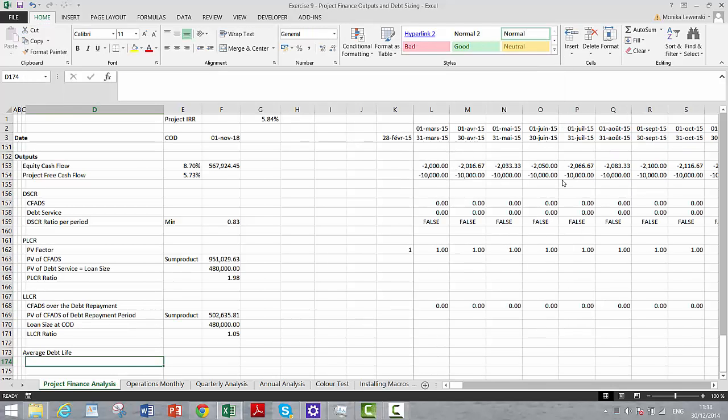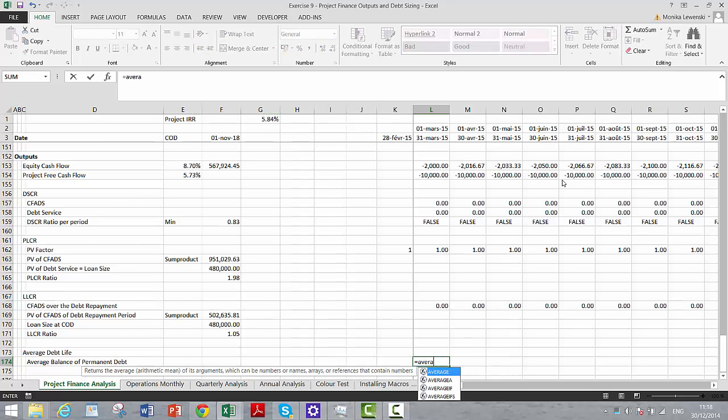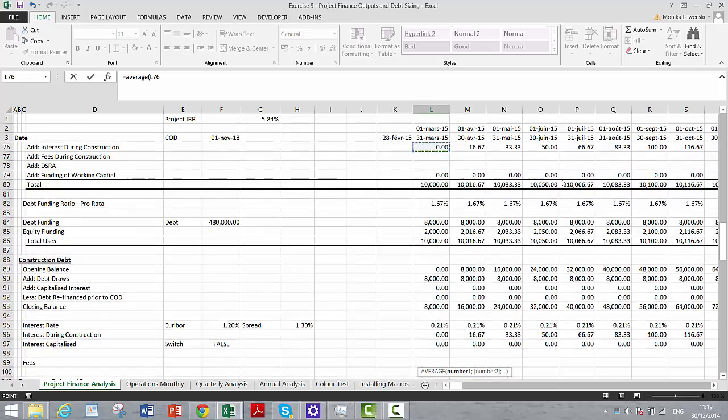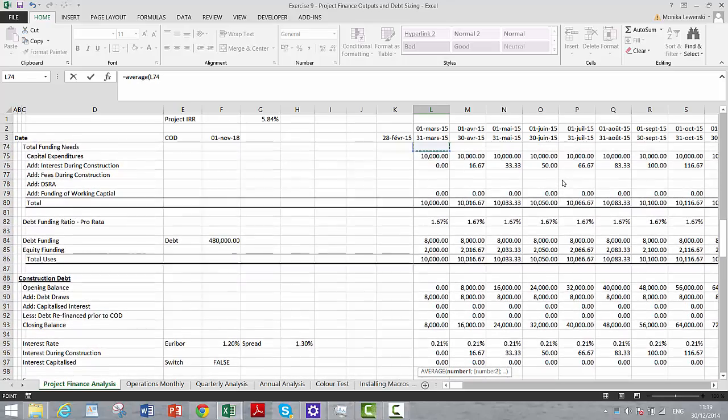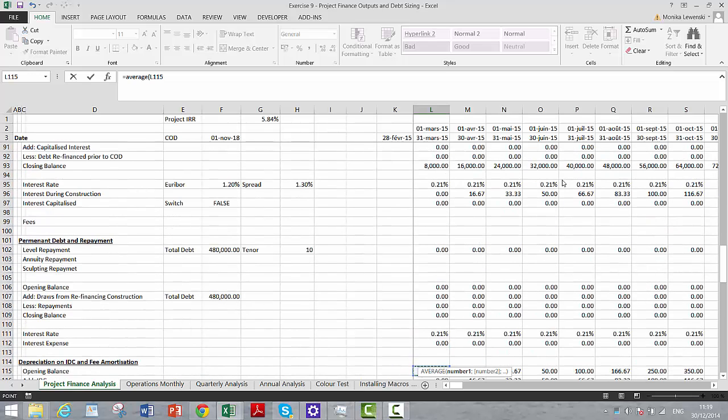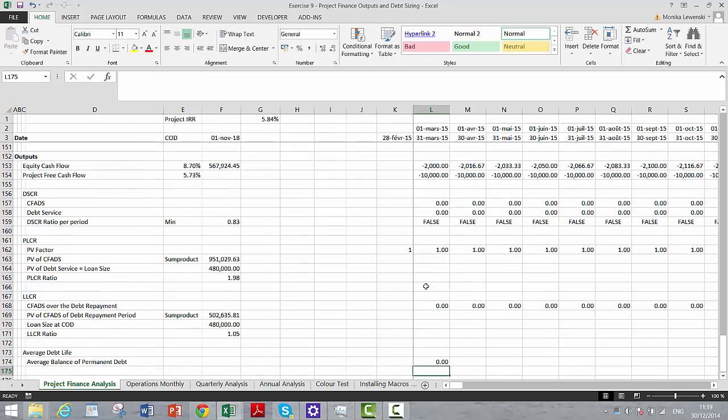Okay, here's the trick to computing the average debt life. We'll first compute the average balance of permanent debt. And then put the average of the opening balance and the closing balance. So I've tried it with the closing balance and the opening balance. It seems to work with the average.